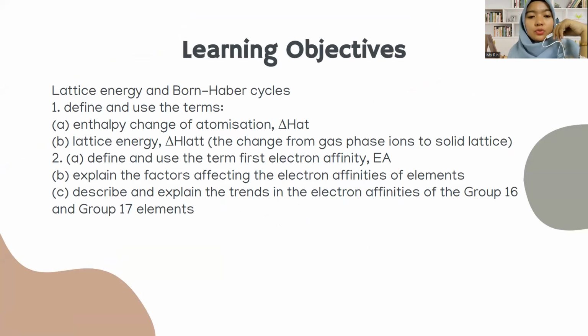First, define and use the terms of enthalpy change of atomization, the symbol is delta HAT; B, lattice energy, or delta H lattice, or the change of gas phase ions to solid lattice. And then two, A, define and use the term of first electron affinity, or EA. And B, explain the factors affecting the electron affinity of an element. And C, describe and explain the trends in the electron affinities of the group 16 and group 17 elements.